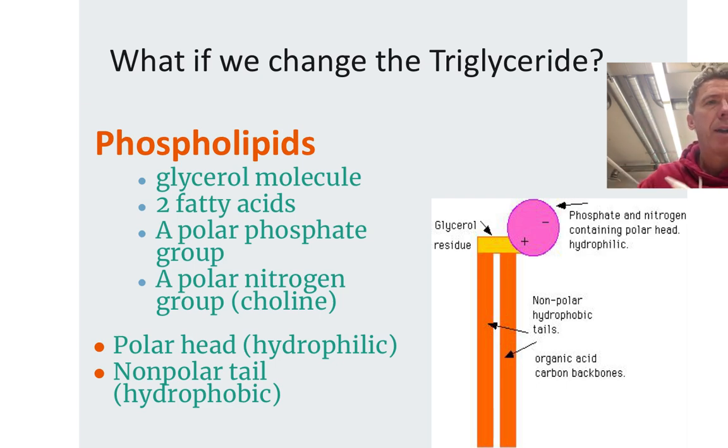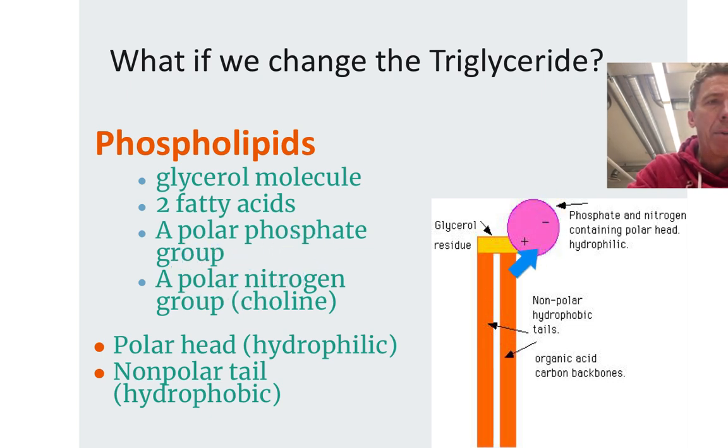The final thing I want to highlight for you is, what if we change the triglyceride? What if instead of a glycerol and 3 fatty acids, which has unique properties, we get rid of one of those fatty acid chains? And so a phospholipid gets rid of one of those fatty acid chains. We still have the glycerol molecule. We now have 2 fatty acids. And instead of a 3rd fatty acid, we've added a couple polar groups. Okay, there's a phosphate group on here and a nitrogen group on here.